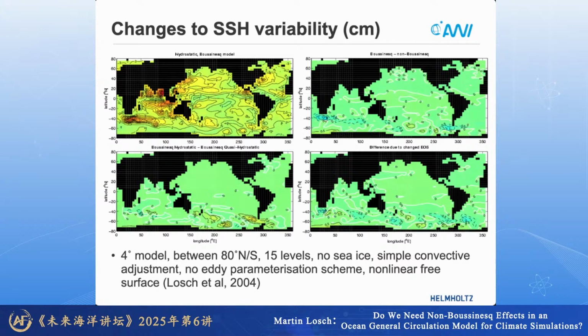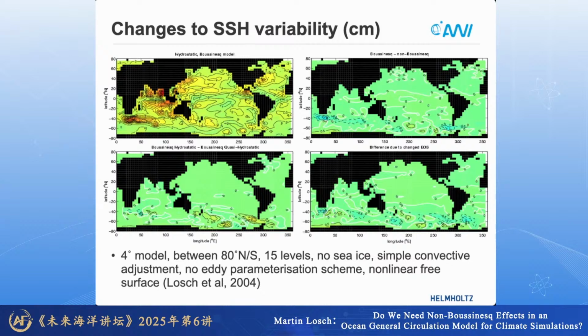And in the bottom right, just for comparison, I compare two model runs where the equation of state is different. So I use different formulations of the equation of state. Both are supposed to be correct, but one may be more accurate than the other. And again, this introduces changes on the order of the non-Boussinesq effect here for the sea surface height variability.